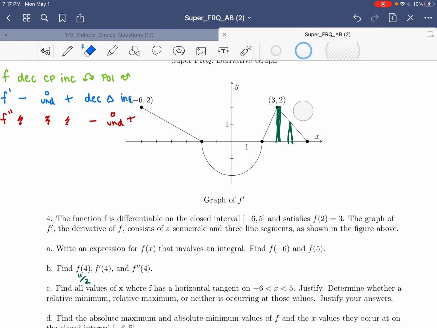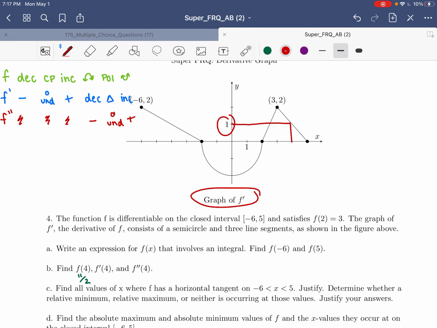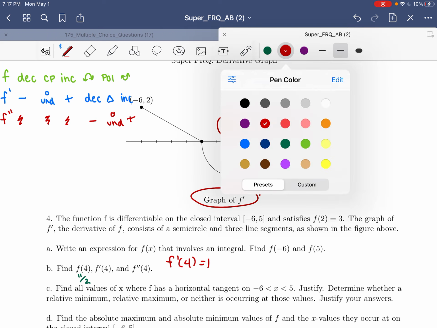Now f prime of 4 is a lot easier to find because this is the graph of f prime. So I just got to look at 4 and figure out what its y value is. So if I draw a line over, I can see that its y value is just equal to 1. So f prime of 4 equals 1.